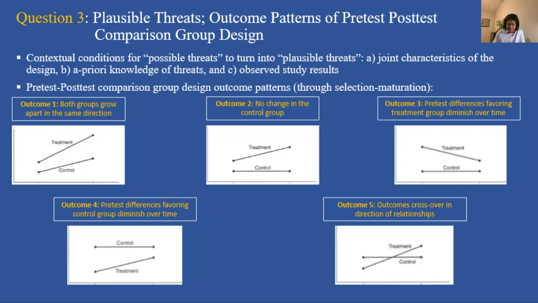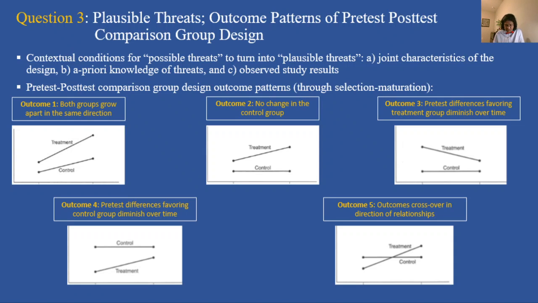Now, the third outcome is a situation where the initial pre-test differential in favor of the treatment group diminishes over time. As the title suggests, and as you can see in the chart, the pre-test performance is higher for the treatment group initially, and at the post-test the performance difference is either reduced or completely eliminated. Here it is seen as reduced. So although selection maturation threat is less plausible in this case, other internal validity threats may occur.